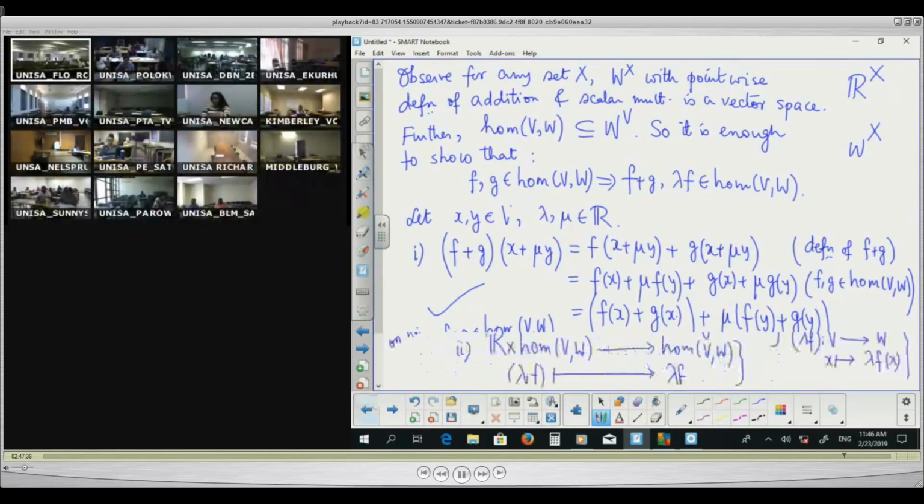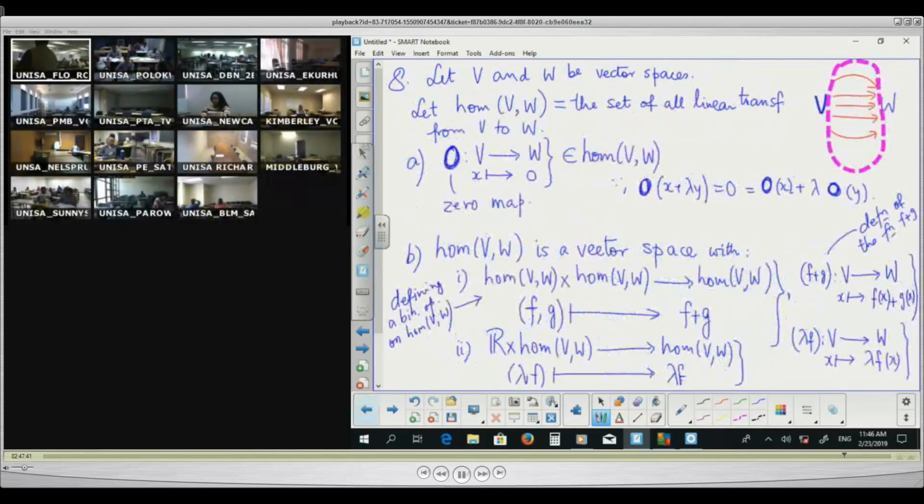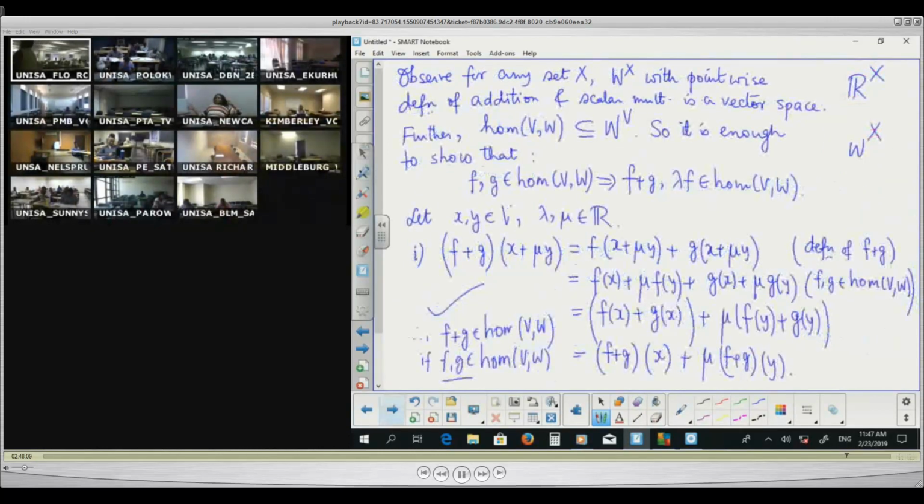Okay? So it has many layers in this definition. The first layer is I'm going to define a binary operation on hom(V,W). To do that, I must first define a function. This one must be defined as a function, which I did here. And then I must show that this function is actually a linear transformation to make it a valid member of hom(V,W). So, there are at least 3 layers over here.